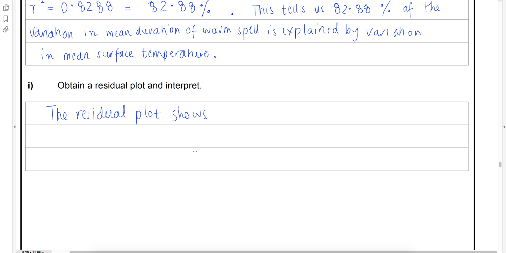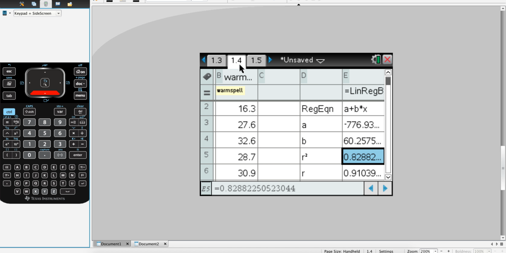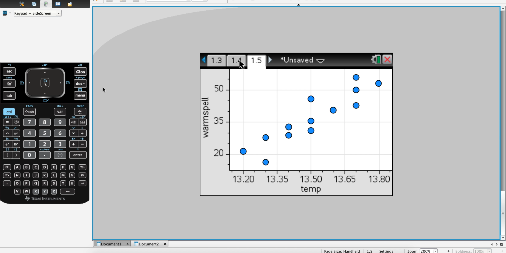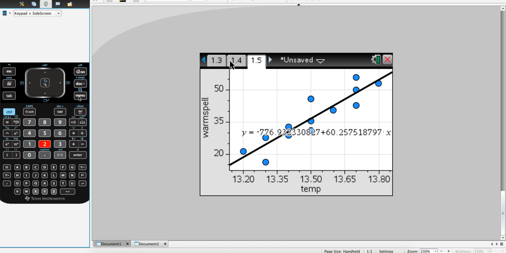Finally, we obtain a residual plot and we interpret it. So I'll go back to my scatter plot. There it is there. I'll put the line on it to begin with. So menu 462. And finally, as you can see, you get the least squares regression line there, which is what we've got already.